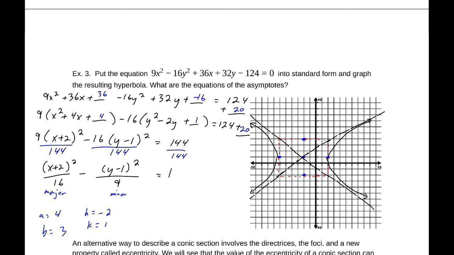Now the equations of those are y equals k plus or minus b over a times x minus h, because we have a major axis that is horizontal. All right, so we have 1 plus or minus b divided by a, that'll be 3/4 times x minus h, so that's plus 2. And there are 2 oblique asymptotes for this.